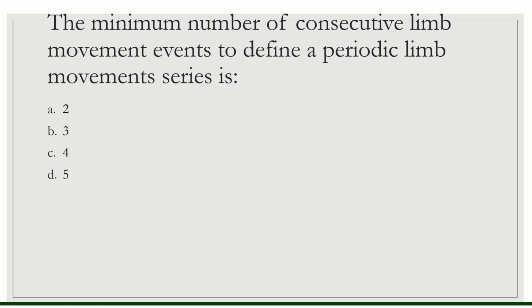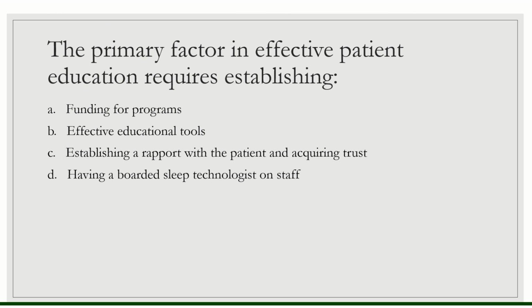The minimum number of consecutive limb movement events to define a periodic limb movement series is what? 4. We've been over that multiple times. The primary factor in effective patient education requires establishing what?